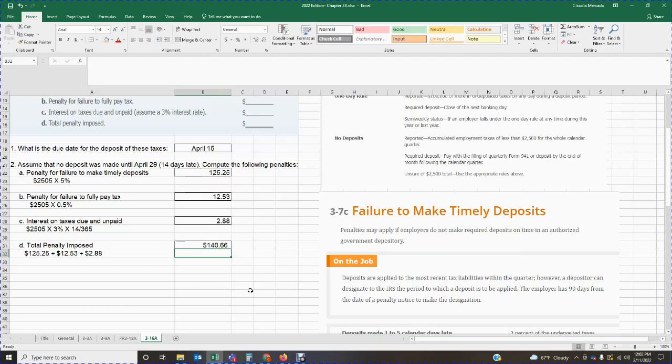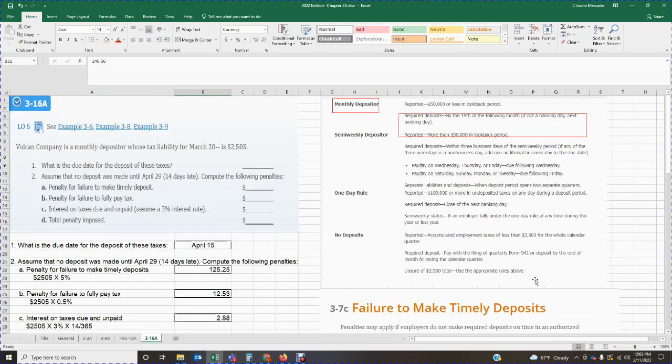We were supposed to make the payment on April the 15th. We made it on April the 29th. That is 14 days late. So because we were 14 days late, we have to pay a penalty for failure to make the timely deposit, a penalty for failure to fully pay the tax, and the interest on the taxes that were accrued. Okay? So that cost us, not making the payment on time, $140.66. Okay? Make sure that you refer to the correct tables.